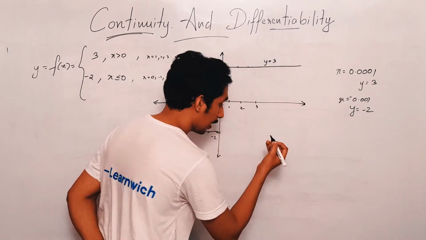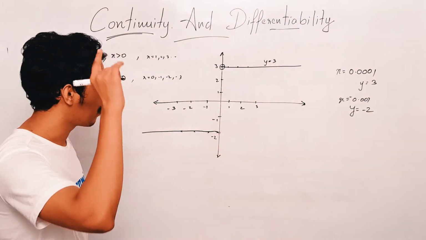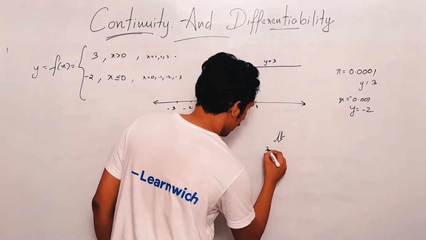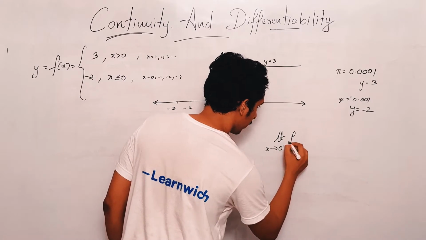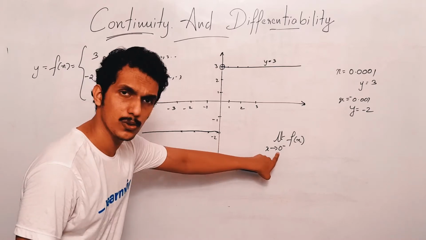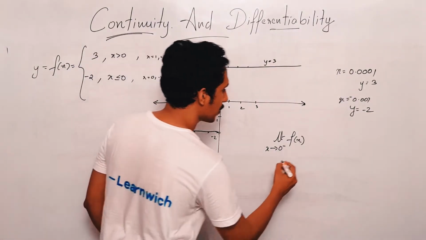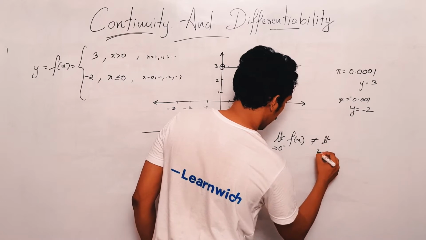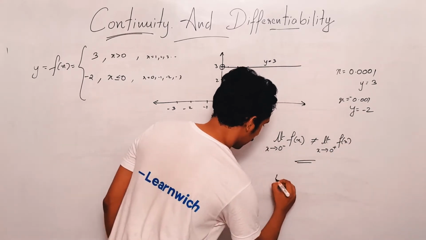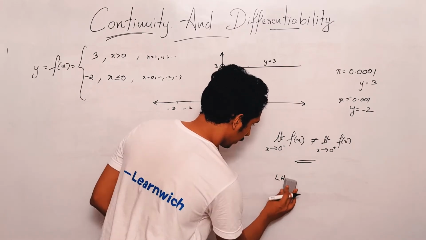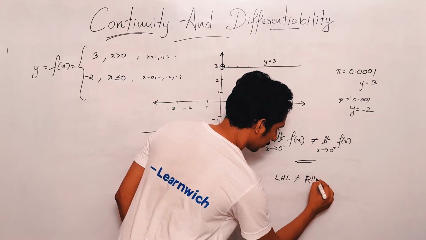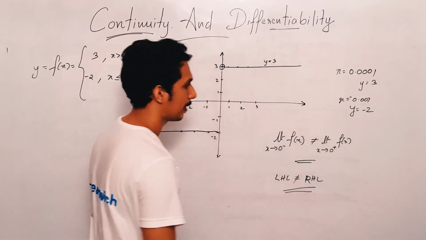Okay, that is, if you remember the terms that we have learned in your chapter limits and derivatives, we understand that limit x tends to 0 minus f of x, that is a value very close to 0 from the left side, is not equal to limit x tends to 0 plus of f of x. That is, the left hand limit is not equal to the right hand limit. That is the first thing you learn.